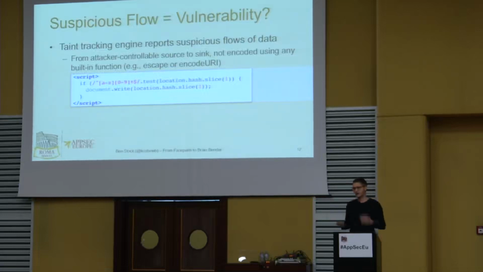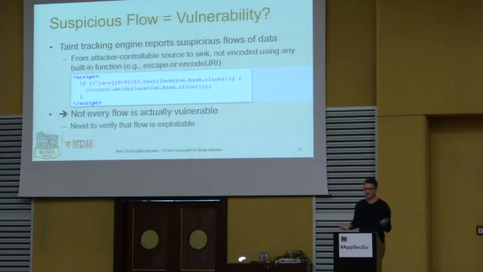So while in our database it looks like it's a dangerous flow, it is actually not, because we can't exploit it, since we would need the greater and lesser than signs to actually inject our own HTML context. So basically, what does this mean? Not every flow is actually vulnerable, and we need to verify somehow that a data flow we have in our database is actually a vulnerability.